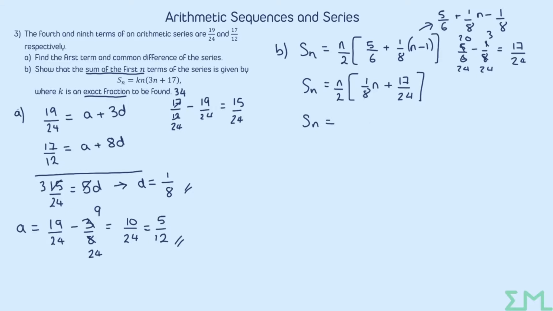So let's see, we can take out 1 over 24 from these terms. We're going to do that because we know we're looking to have integers inside the bracket. And the largest denominator here is 24, so that would be the most sensible thing to take out. So if we take 1 over 24 out, that's going to give us n over 48. Taking 1 over 24 out of 1 over 8 gives us 3n, and then the 17, as expected in the question, which just leaves us to pick out the value of k, which is the fraction multiplied by n here, which is 1 over 48. We are done.